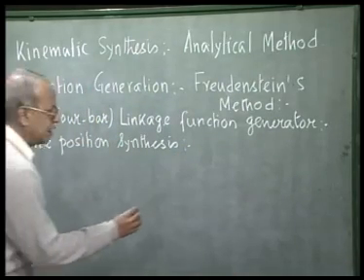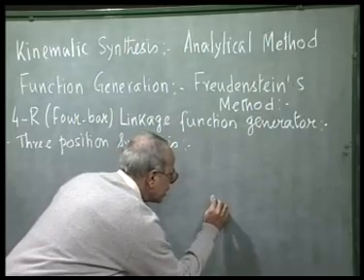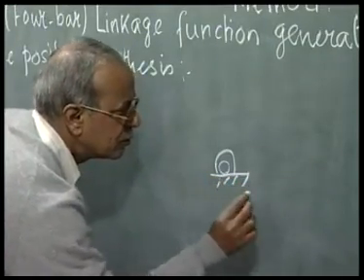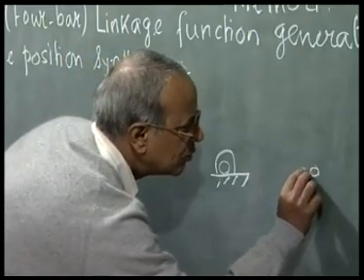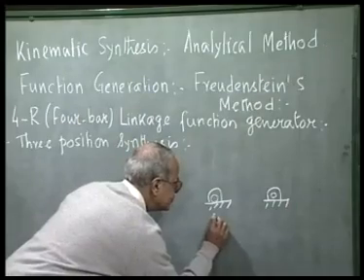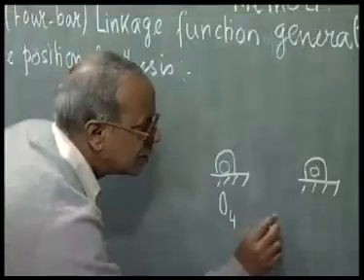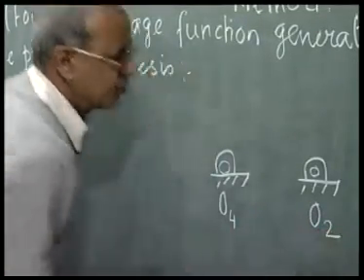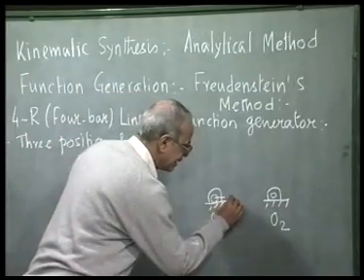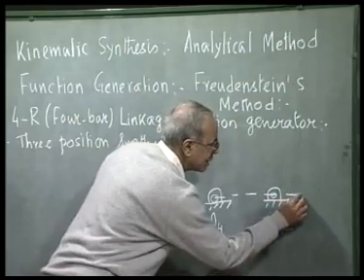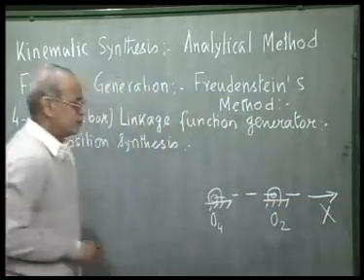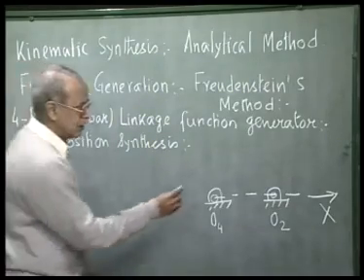Towards this end, let me first draw a 4R linkage. These are the 2 fixed hinges O4, O2, which defines the fixed link, and we take our x-axis joining O4 and O2.